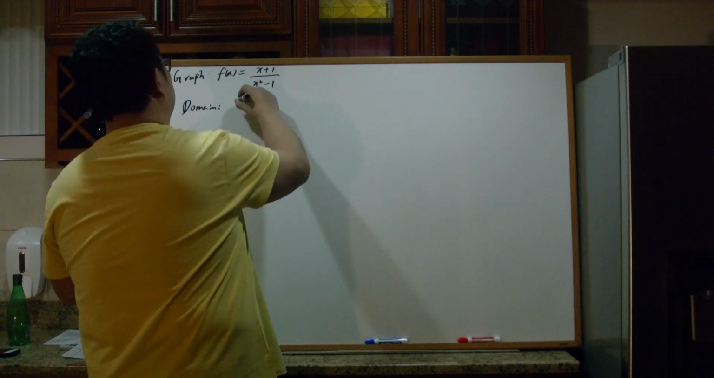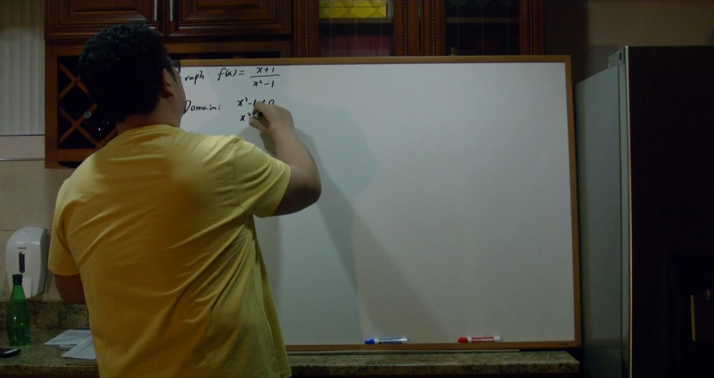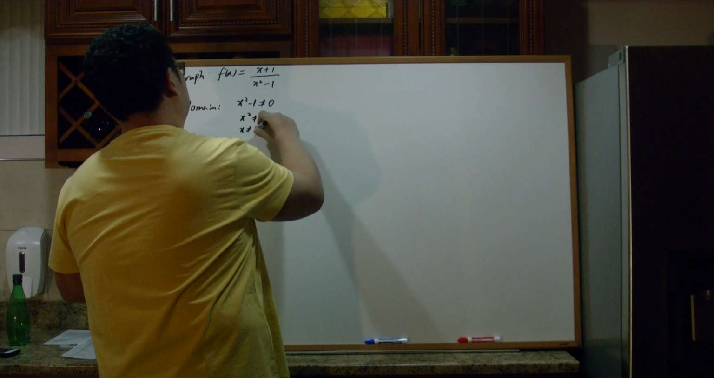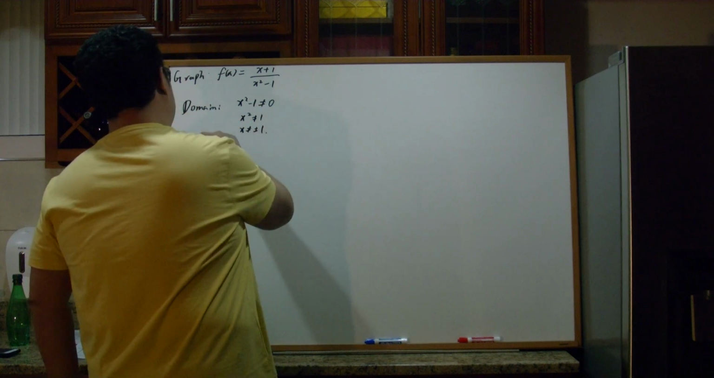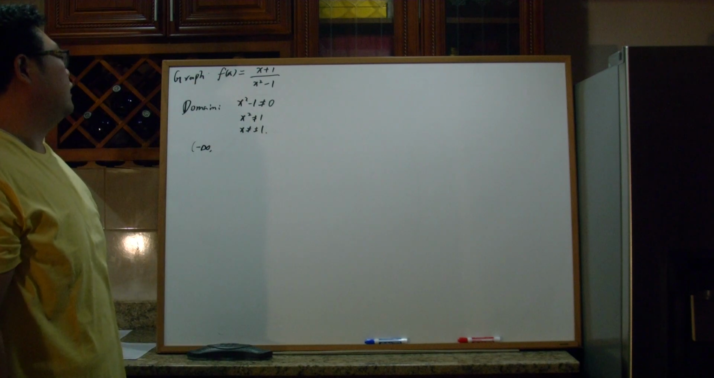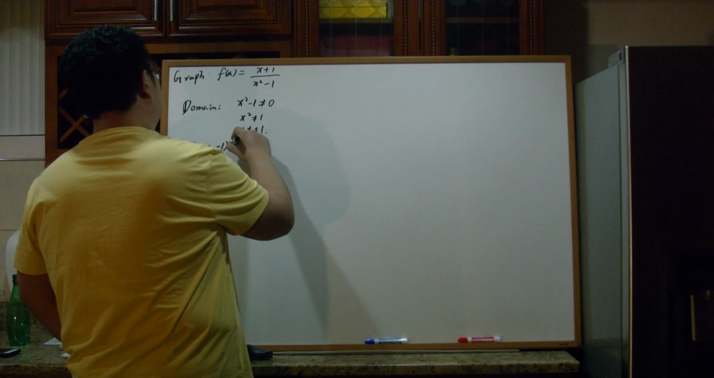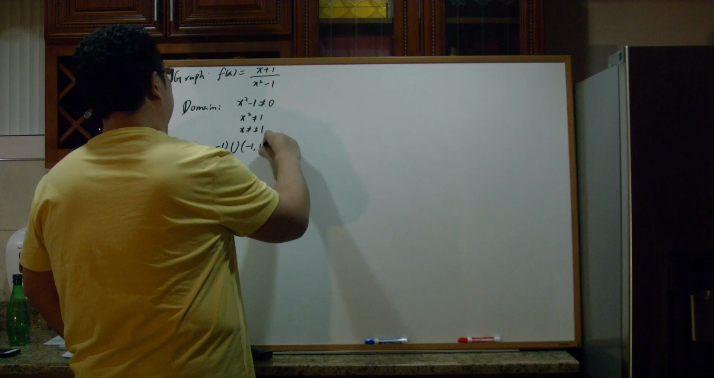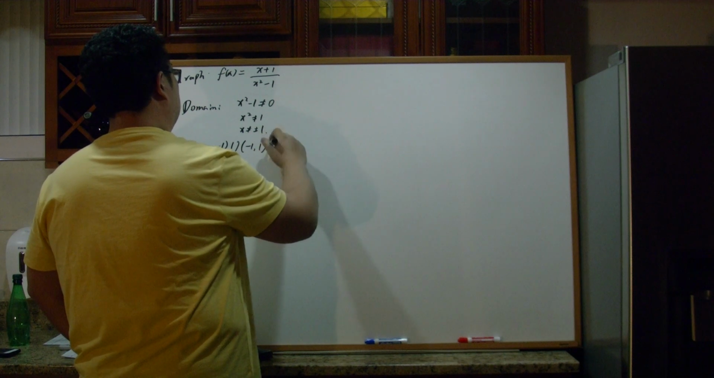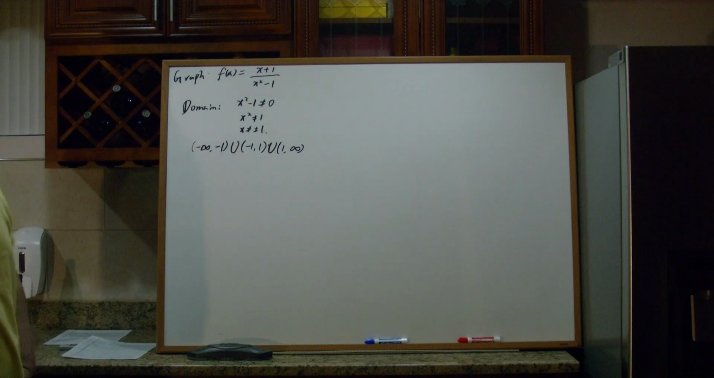Domain is denominator not equal to 0 for the rational function. The positive and negative 1 will make the denominator 0, so we exclude those values. From negative infinity to negative 1, union negative 1 to 1, also union 1 to infinity will be 3 pieces of our domain. Our range we don't know yet, since the function is not clear.